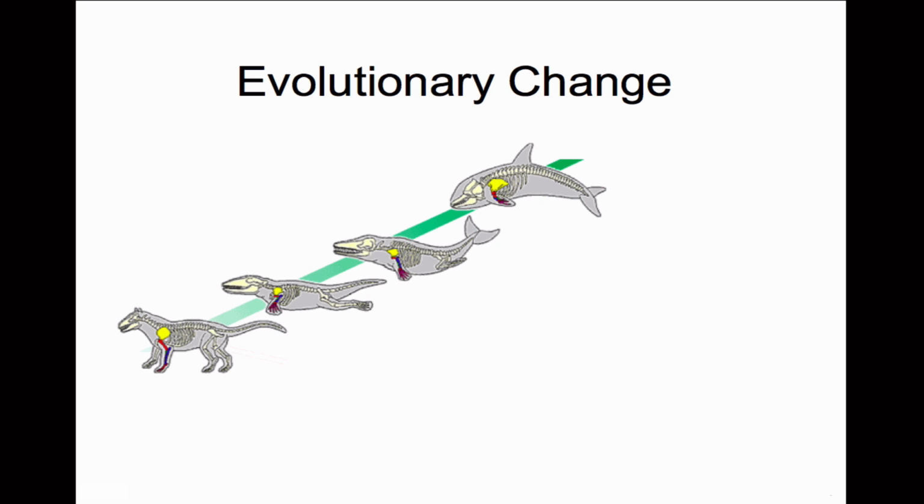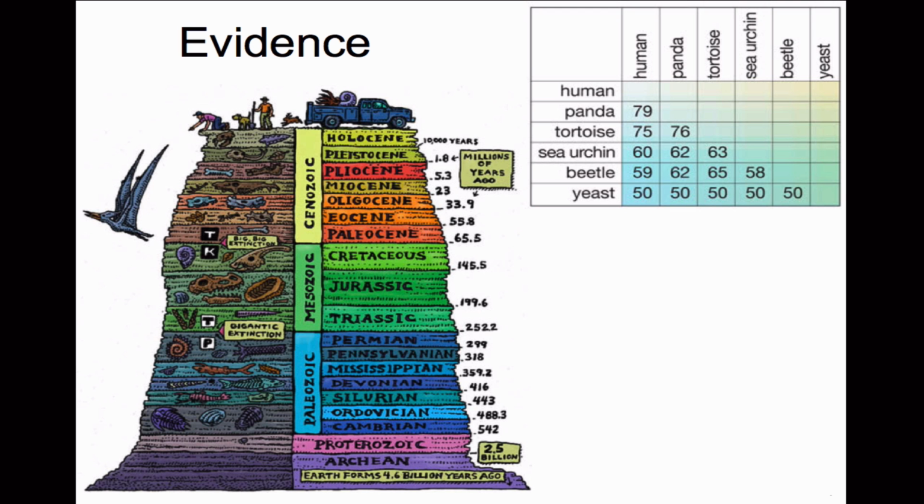And today we're going to talk about evolutionary change. Evolution is really just the change over time of species. We're going to look at the evidence for that, and we're going to look at how it's determined if evolutionary change has happened or not in a species. So let's talk about evidence first.